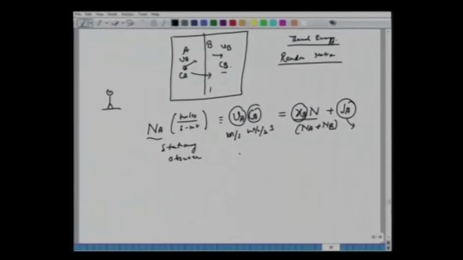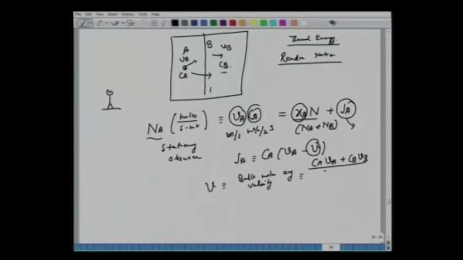In other words, what is JA? Flux. How will you measure this? It's nothing but CA times (VA minus V). So what is V here? V is the bulk molar average velocity. So we are defining V as (CA VA plus CB VB) over (CA plus CB). So let's again try to understand what we are saying.